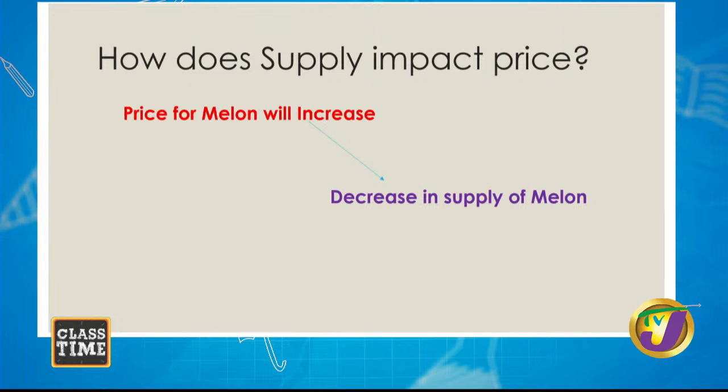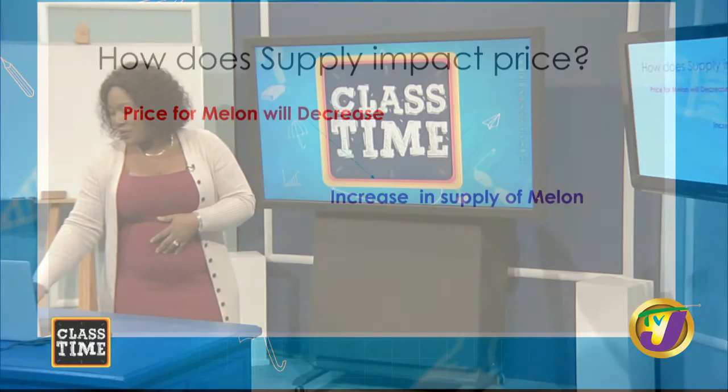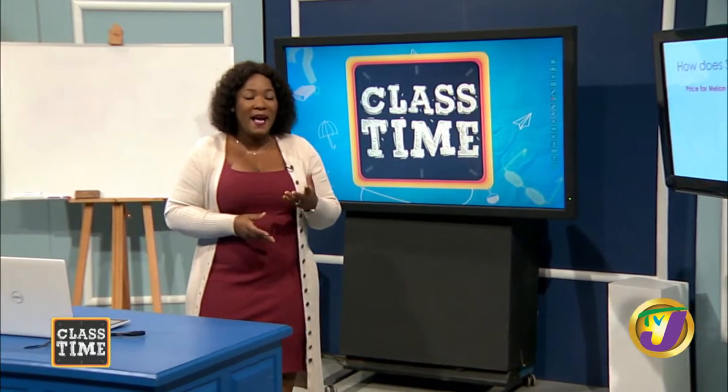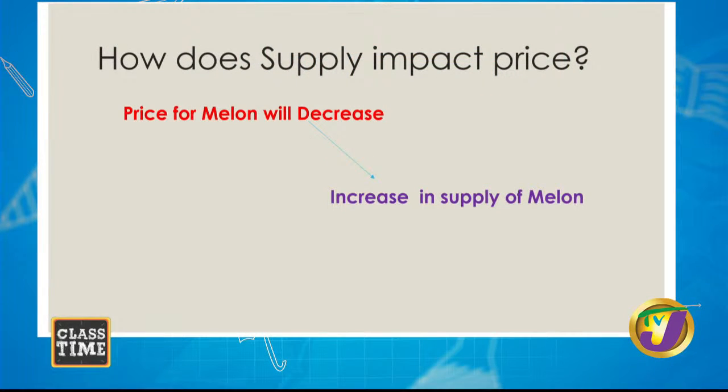Let's flip it around. What would happen on the flip side if we now had an increase in the amount of melon supplied? The price would what? The price would decrease because now we have an oversupply of melon in the market space. And also the amount of melon would increase, as is obvious. So it does impact the pricing. Supply and demand does affect the price for items.